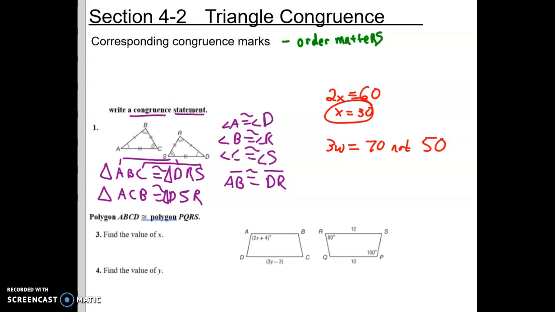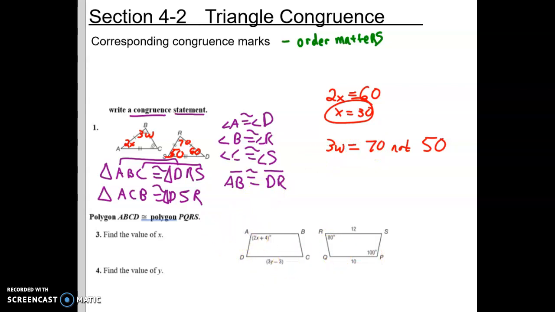Now, what would happen if we wrote some values in here? What if I said this side down here with one congruency mark is 2x, and this one has 60? That's right, you've got to do 2x equals 60. So 2x equals 60, x equals 30. Now, let's change it up. What if I wrote 50 in the bottom for S and 70 for R? But this was 3W. Would you do 3W equals 50 or 70? The tick marks mean it's going to be 3W equals 70.